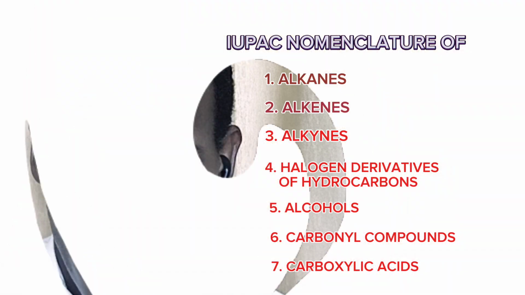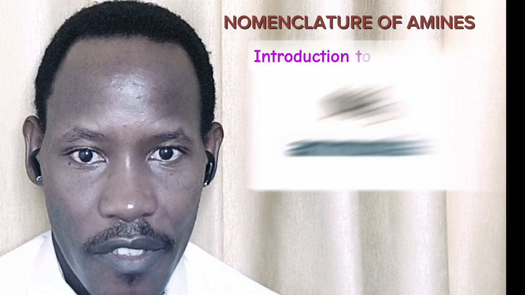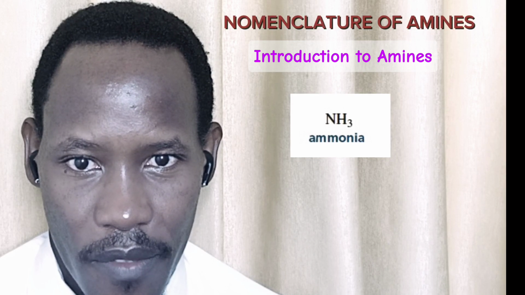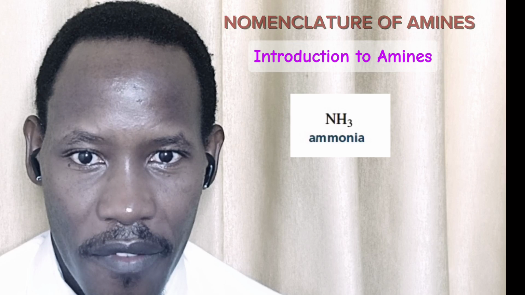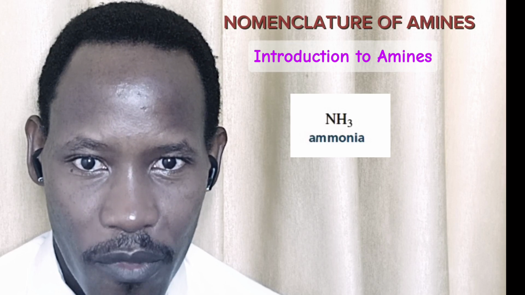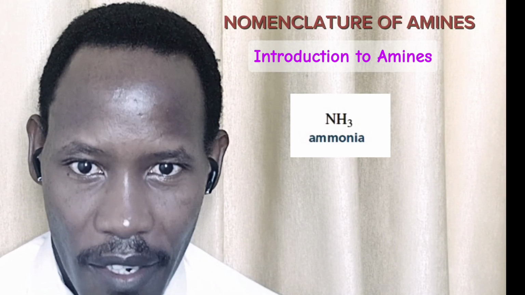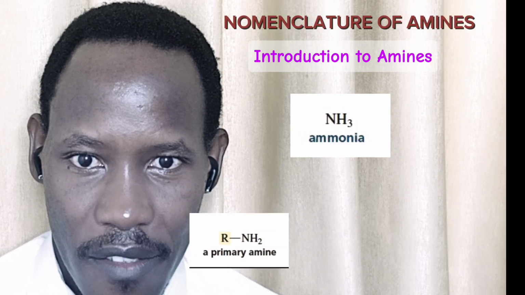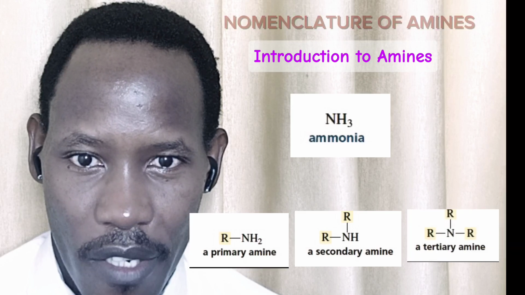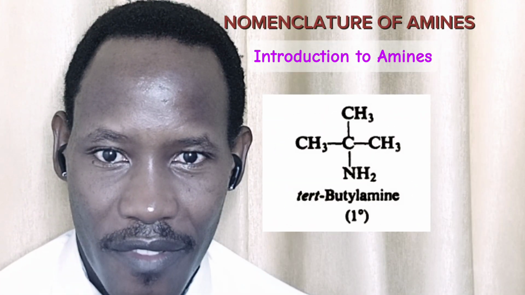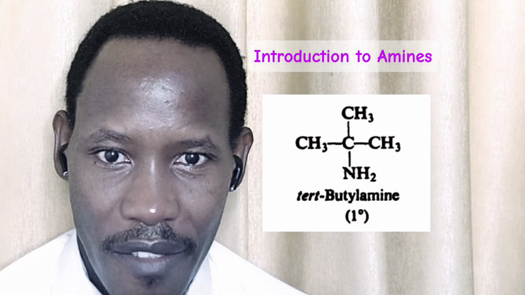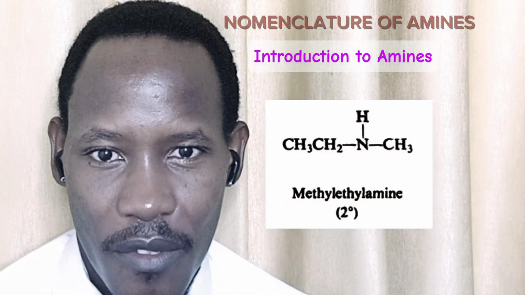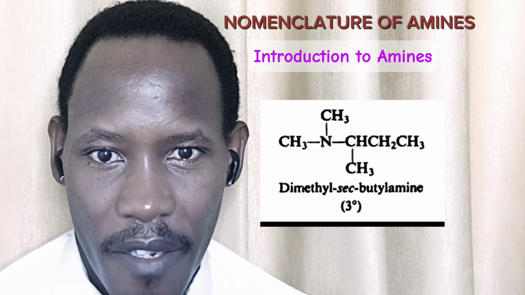And now, let us put our attention on the nomenclature of a class of compounds known as amines. In ammonia, nitrogen is covalently bonded to 3 hydrogen atoms. Now, if the hydrogen atoms on ammonia are replaced by alkyl groups, then the result is what is known as an amine. Displayed above are examples of amines. Do not worry about their names. We shall get used to naming them because that is our area of interest.